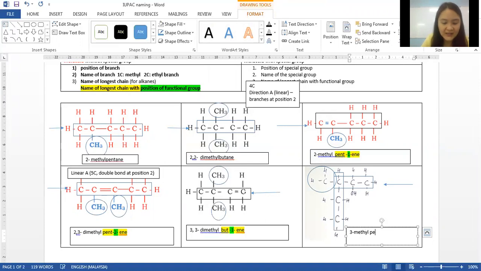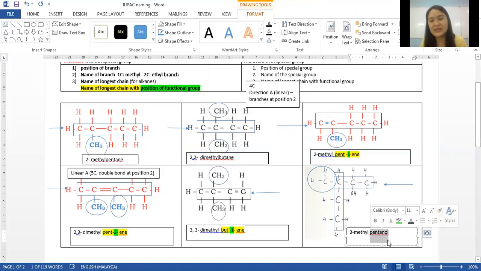So that means to say this is actually a pentanol. But again, you do not leave your answer here, because pentanol only suggests that it is an alcohol with 5 carbon. You need to tell me where the functional group is. Where is your O? Where is your OH? Your OH is positioned at number 2.